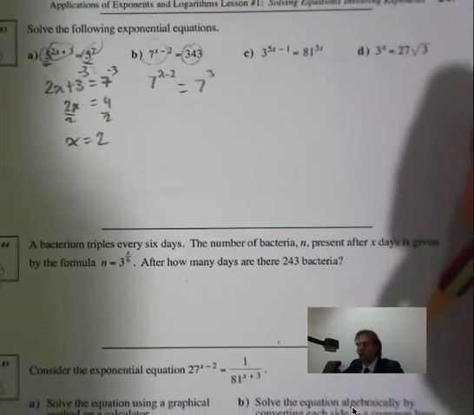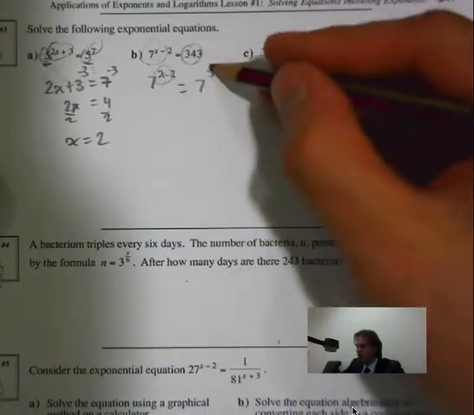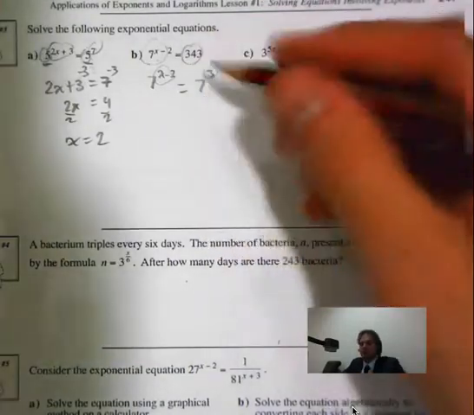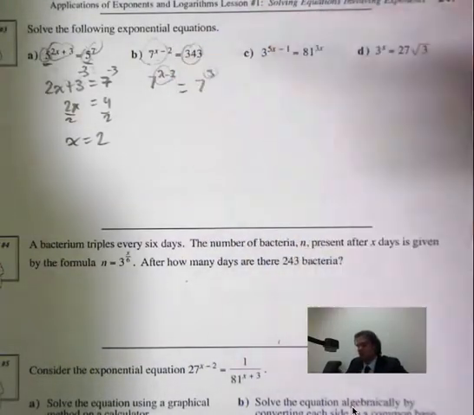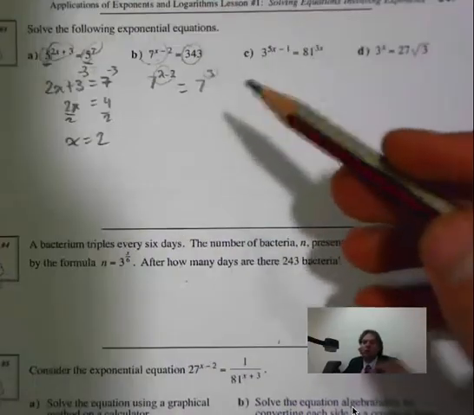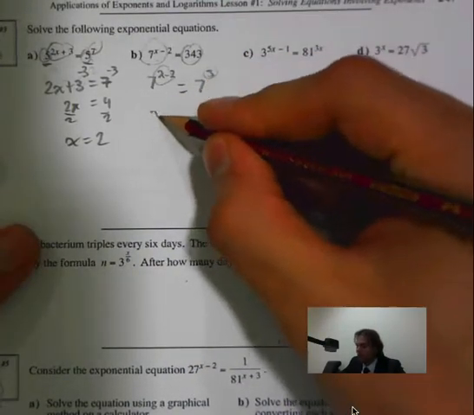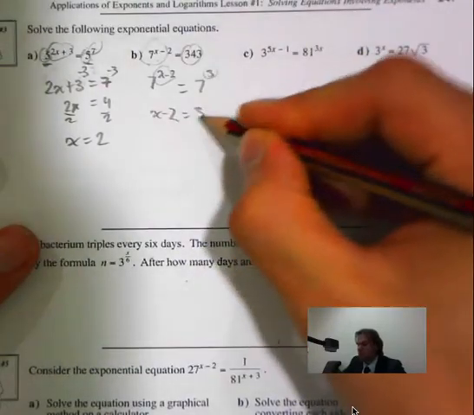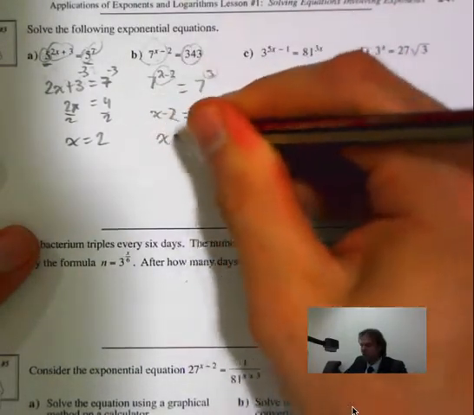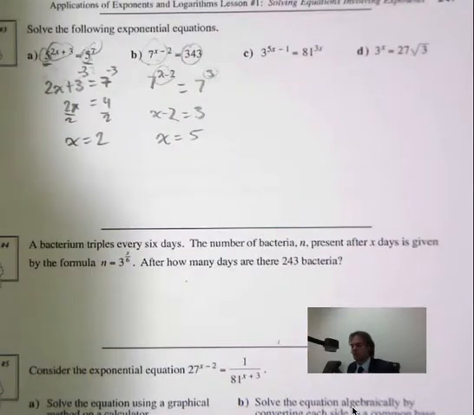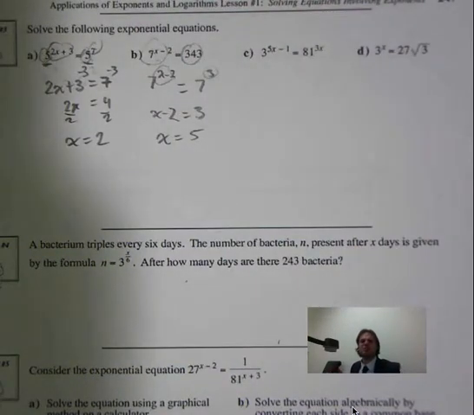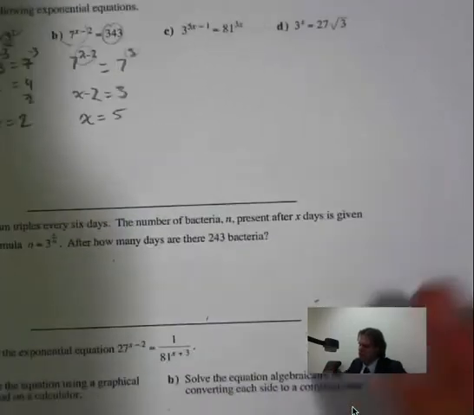Okay, so let's solve this now. So x minus 2 must equal to 3, because the powers must be the same for them to be equal. 7 to the power of 3 can only equal to 7 to the power of 3. So let's take a look. We have x minus 2 is equal to 3. So x is equal to 5. There we go. Hey, we're solving. Not that bad so far. Looks ridiculously complicated, but it's not that bad. Next one here.